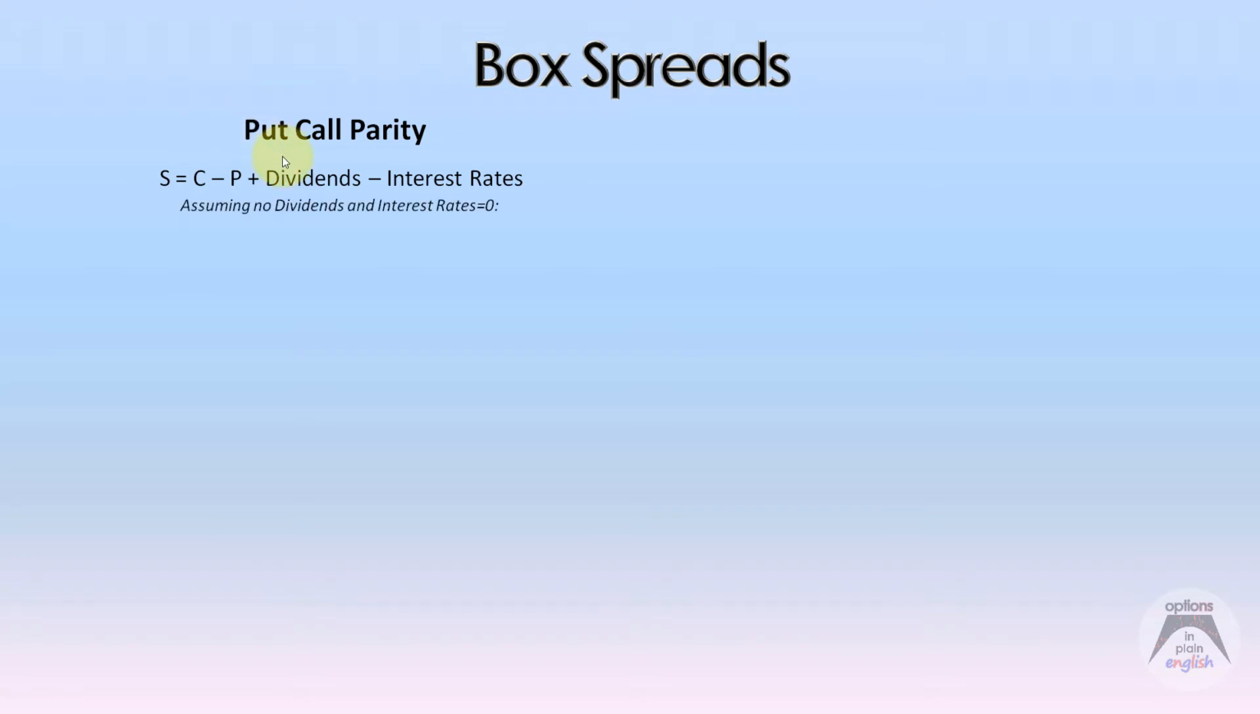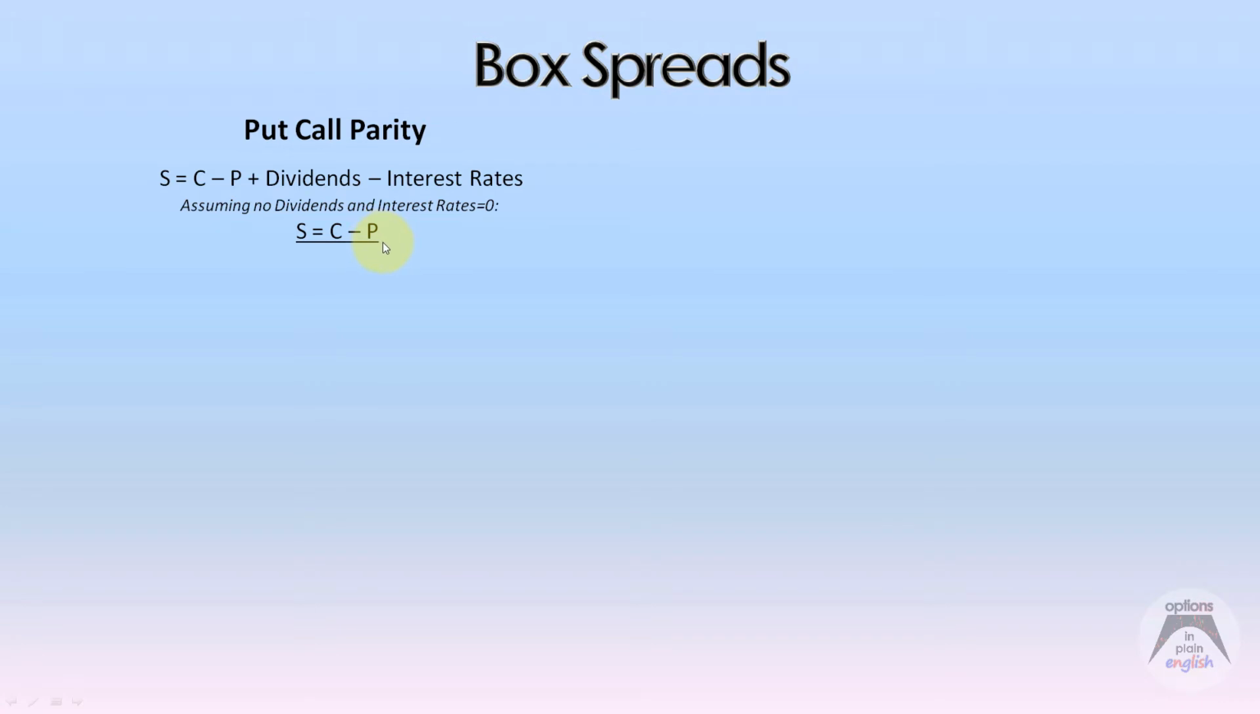If we assume that there are no dividends, and we also assume that there is an interest rate of 0, we're going to have a very simple formula, and yet very powerful, which says that a long stock position can be replicated with a long call position plus a short put position at the same strike price.